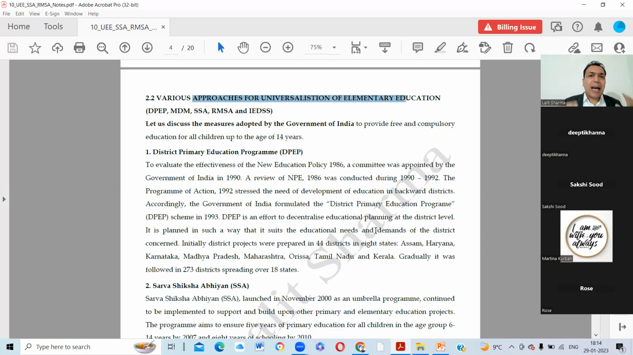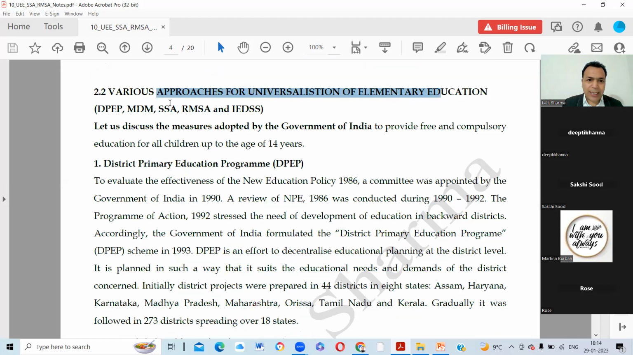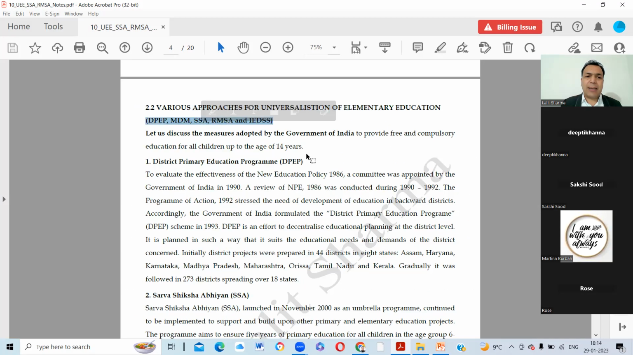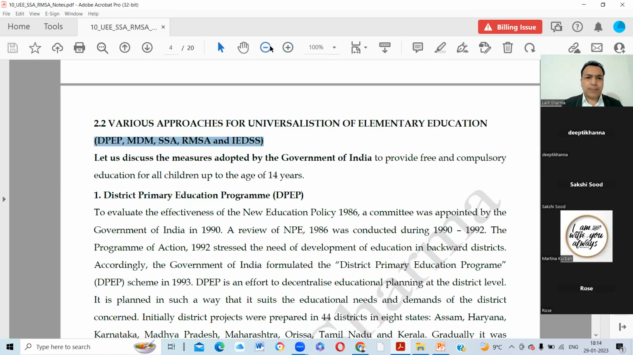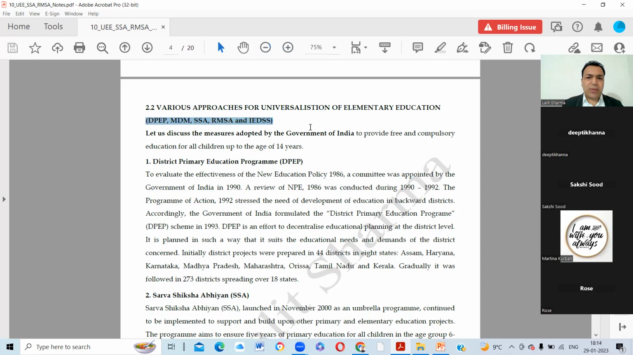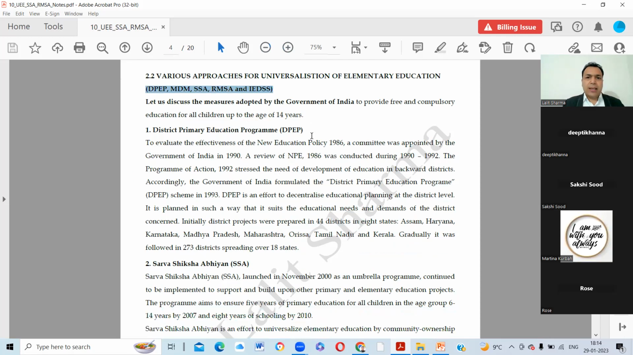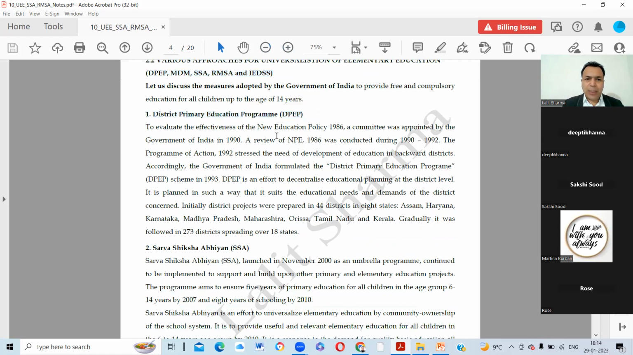Number two, what are the approaches to achieve the aim of universalization of elementary education? So guys, these are the approaches: DPEP, MDM, SSA, RMSA, and IEDSS, right guys? So these are the approaches to achieve the aim of universalization of elementary education, right? So what is DPEP? DPEP, basically, is a program. This is called the District Primary Education Programme.